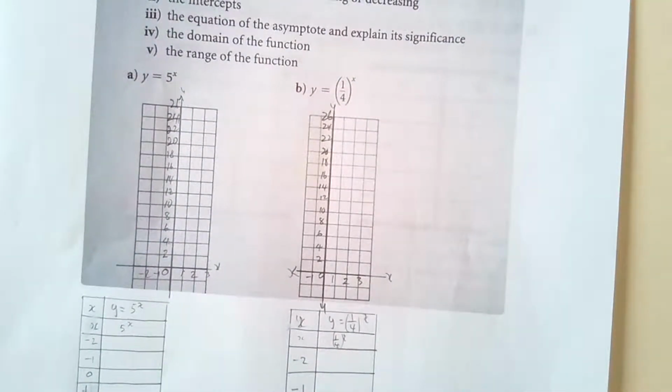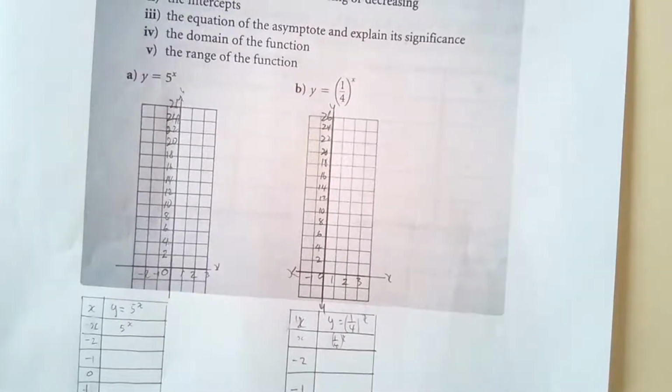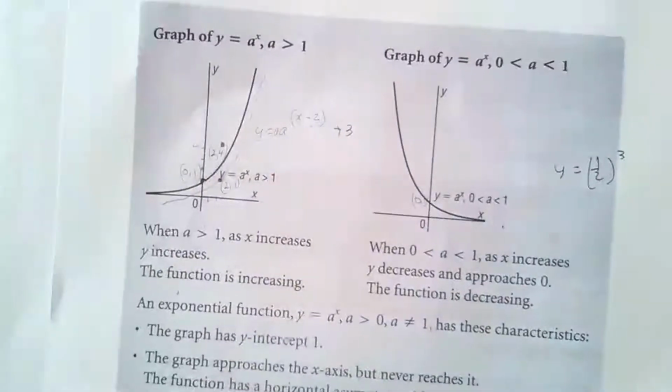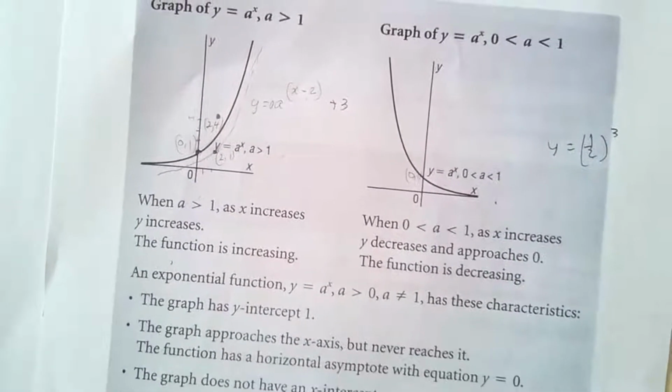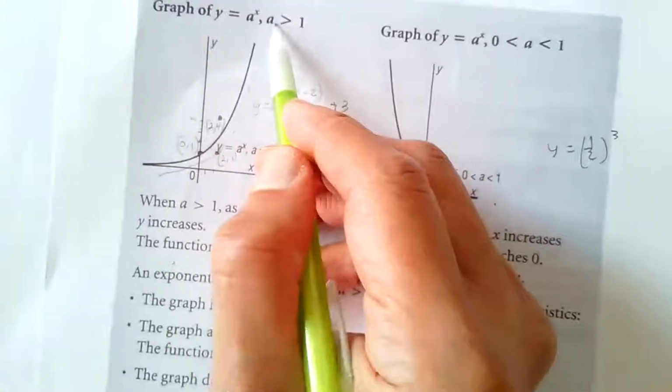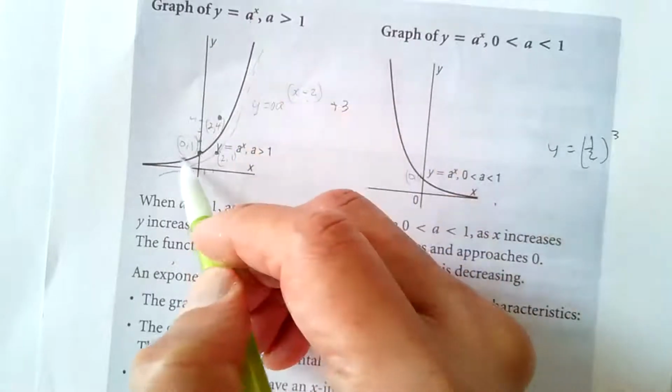Now let's look at this example. You have y is equal to 5 to the x. And you can almost speculate right away, based on what we know about exponential functions, that this would be an increasing graph. Because if you go back to what we know, y is a to the x. If a is greater than 1, we know this graph is increasing.